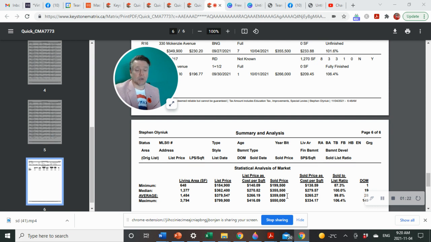Now, the average sold price was $359,089, and average cost per square foot was $265.27. Sold to list ratio, 99.8%. And so that means that the homes sold at 99.8%. And that makes sense of, you know, when there were 11 that sold below asking, 10 that sold above asking, and 2 right at asking. DOM, average days on market, was 28.